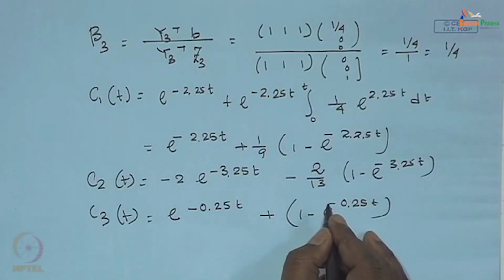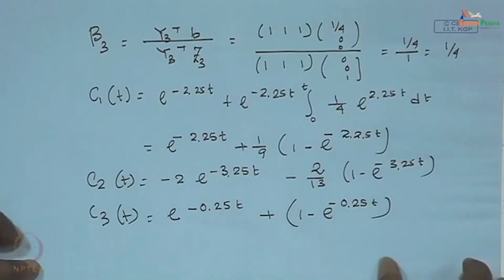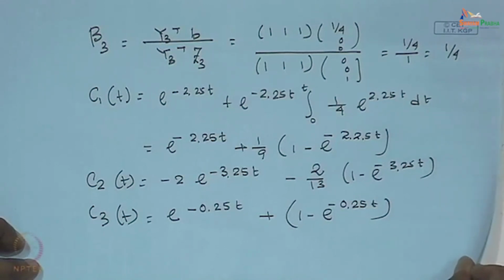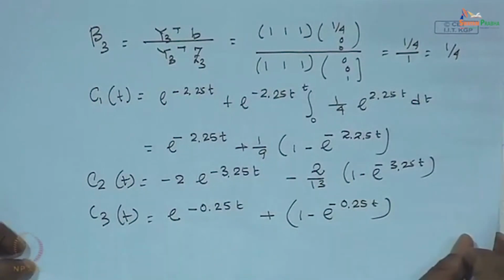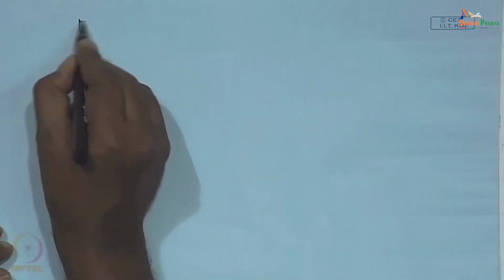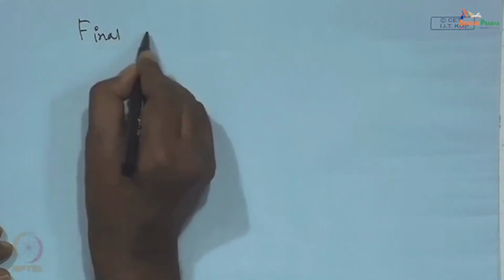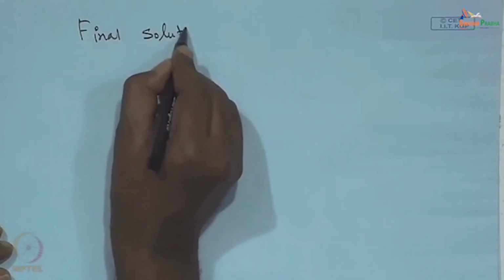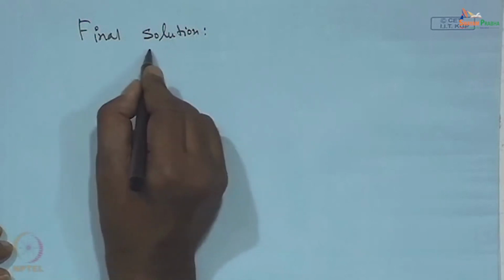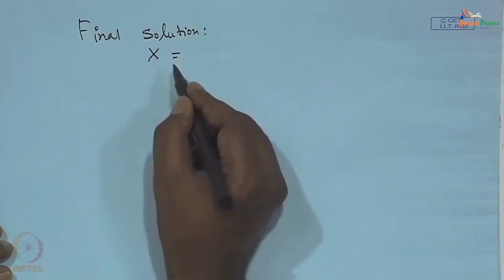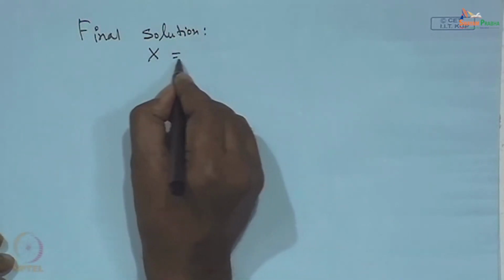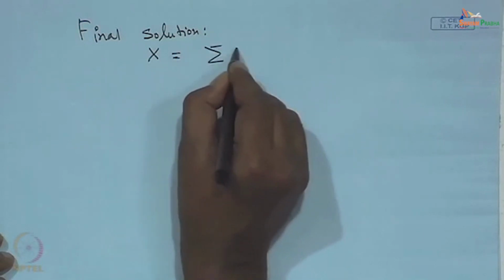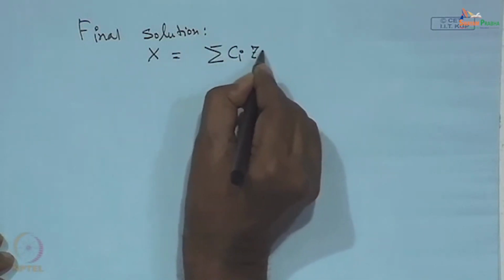So, we are in a position to get the coefficients C 1, C 2, C 3. Next, we are going to get the final solution. If you remember, the final solution was given by the solution vector x is summation C i Z i.